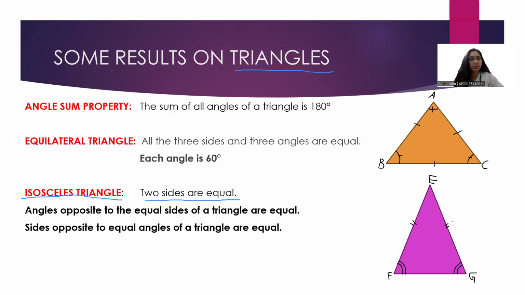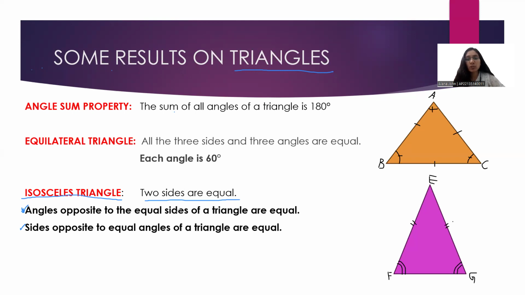And now the two properties. Here I have given two important properties. This is not at all only regarding isosceles triangles; in general, I have stated it. But in particular, this is true for the isosceles triangle. See, angles opposite to the equal sides of a triangle are equal. This is a very, very important result.